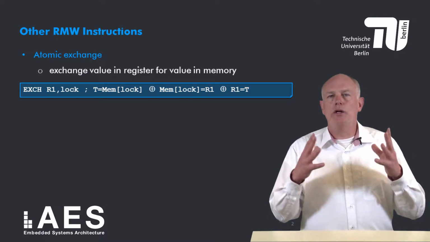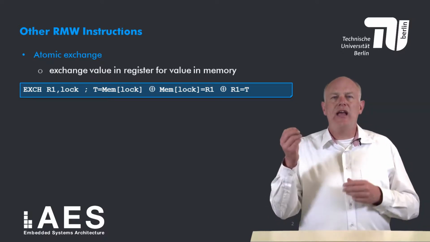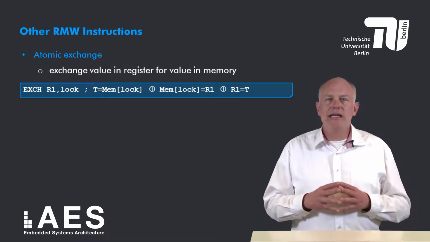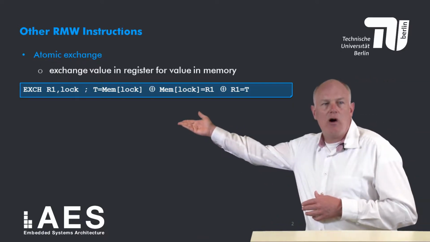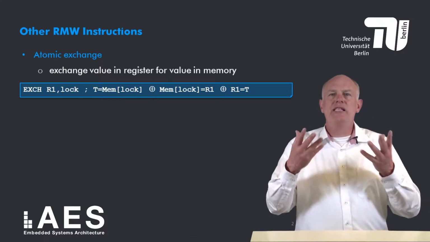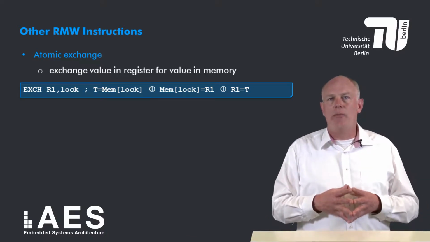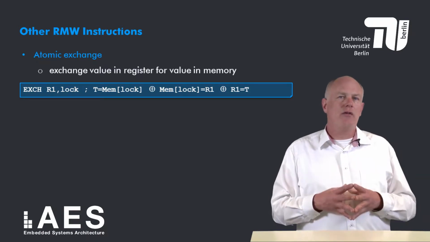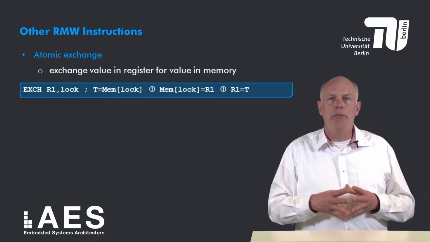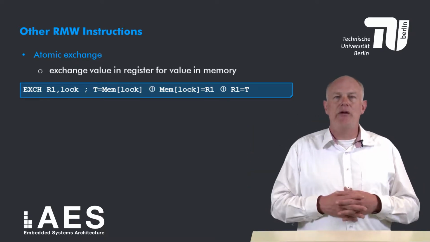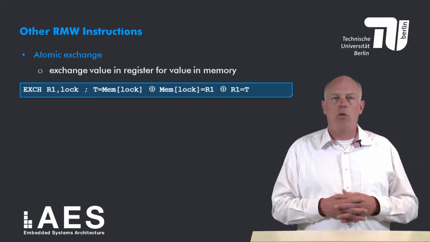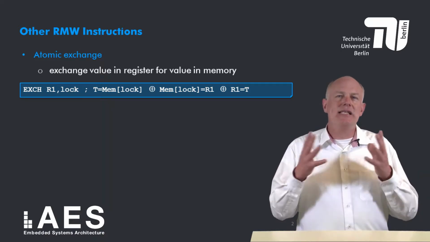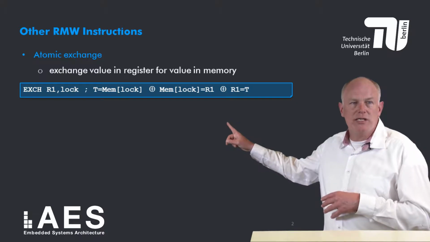The first is called atomic exchange. It exchanges a value in a register for a value in memory. Here's an example: exchange R1 log. This instruction reads the log variable from memory into a temporary storage T, writes the contents of register R1 to the log variable, and then copies the temporary storage T to register R1. All of this is done automatically, indivisibly, as indicated by the circled plus symbols.